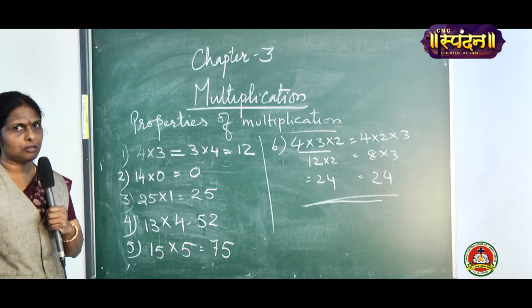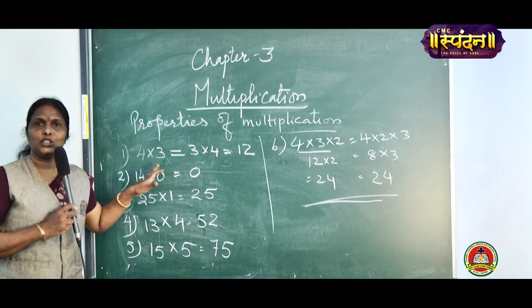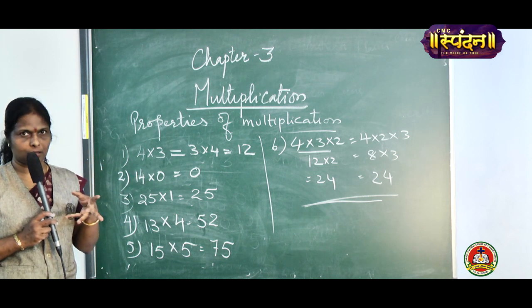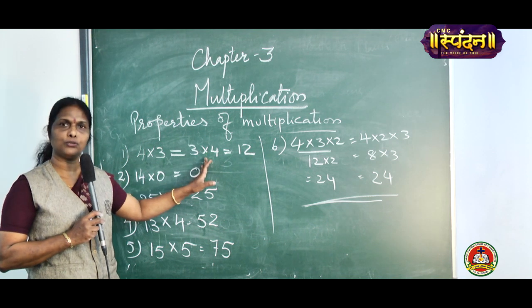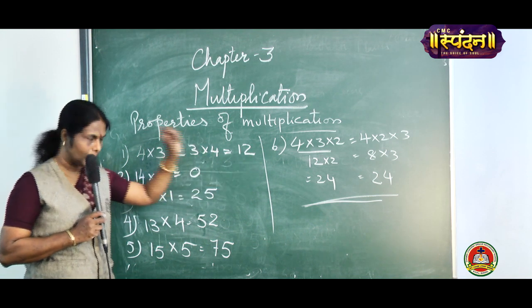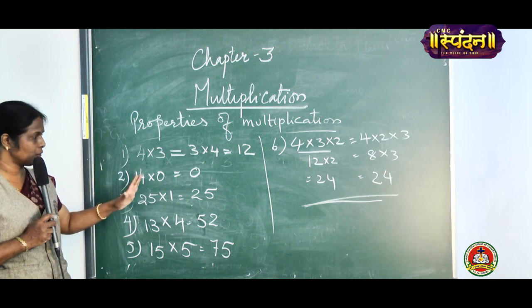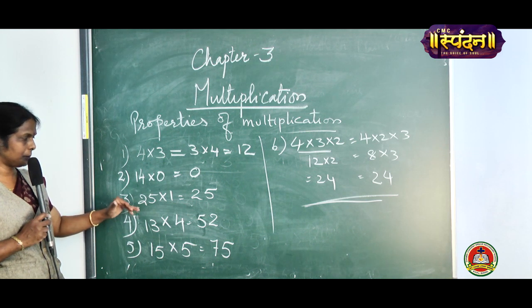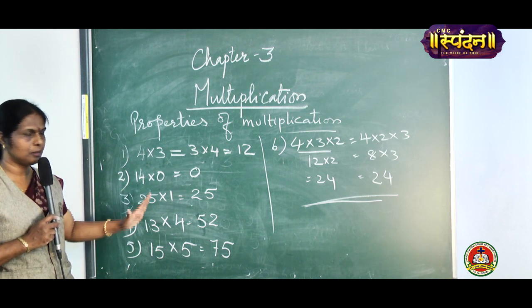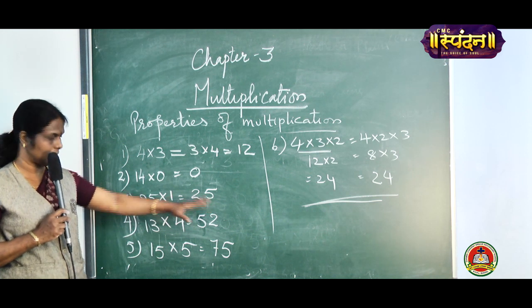Once again, we are going to revise the properties. The first property is, even if we change the order of the factors, the product remains the same. That is 4 into 3 is the same as 3 into 4. The product remains the same. The second property is, any number multiplied by 0, or product of any number and 0, is 0. The third property is, product of any number and 1. Any number multiplied by 1 is the number itself.